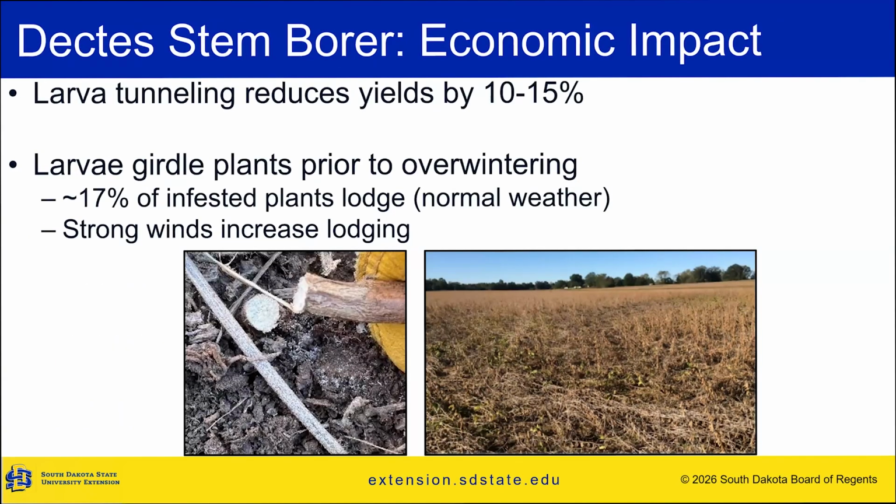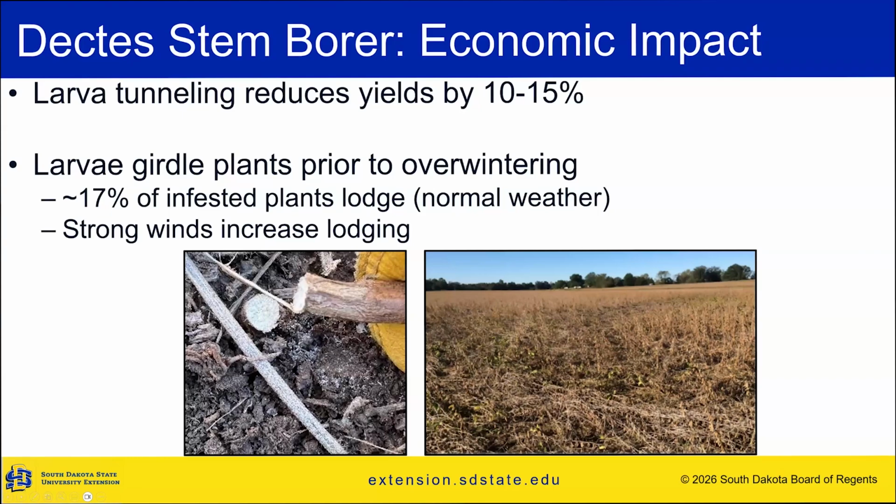And so the big economic impact from this pest is the larva tunneling can reduce yields by about 10 to 15%, which depending on the year, you may really notice it or you may not notice it. The other thing that these do, as I mentioned, is they cause the plants to tip over, and that can be a major issue. Now, from previous research, it's estimated that about 17% of plants that are infested will lodge. That's under normal weather conditions. Now, if we have some strong storms or strong winds, which are always possible here in South Dakota, there's a great chance to increase that lodging, as shown in this picture here.